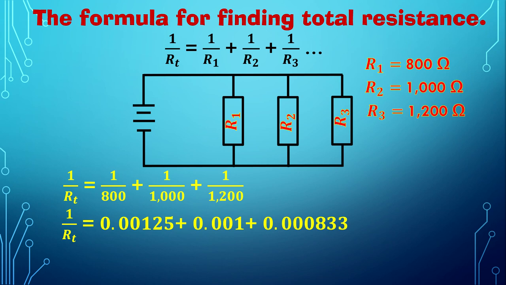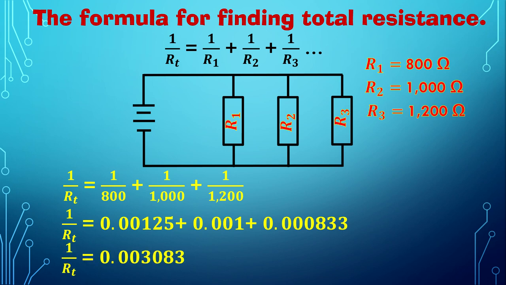But if you're using a simple calculator or you're not sure how to do the -1 exponent, I can just change each of those to decimals. Just 1 divided by 800 is 0.00125. 1 divided by 1,000 is 0.001. Then 1 divided by 1,200 is 0.000833. And the 3 is repeating, so I just rounded that one off.